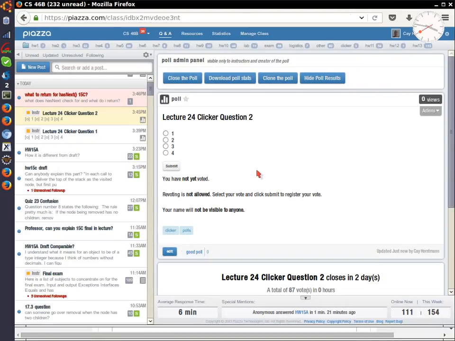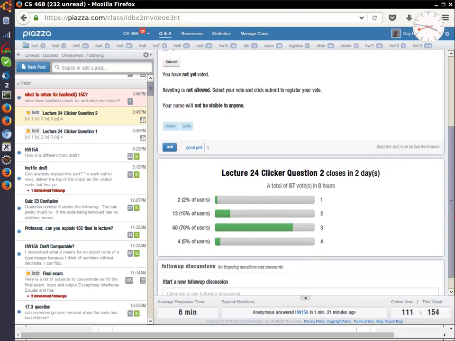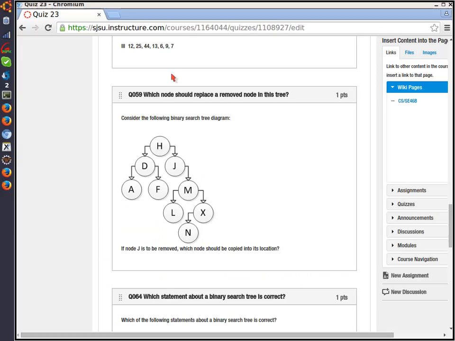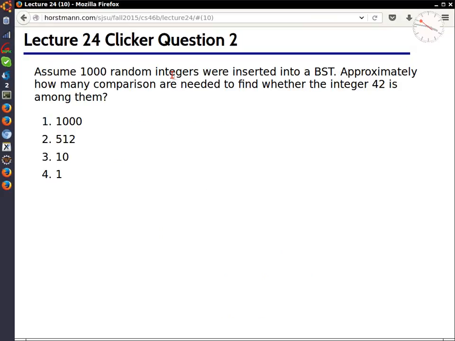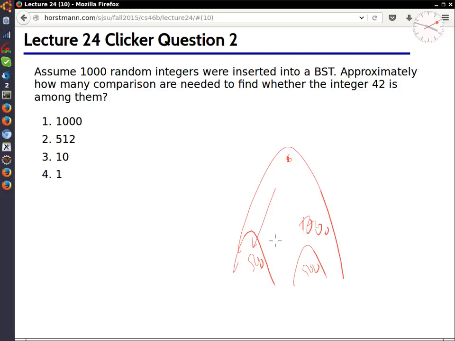All right, so let's see. Now we have 87 votes. There's a good number of people who chose 500. Don't know why. So I have my tree. Something is at the root. It has 1,000 elements in it. So it's balanced, so we're going to assume that there's about 500 to the left and about 500 to the right. And there's a good chance that we're going to have to look in the left subtree.